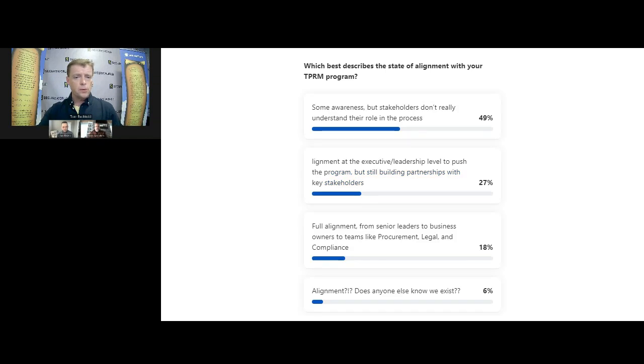Okay, good. So most people know that you guys exist. I think that's wonderful. There's some awareness, that's about 48%. And you've got your leadership folks at 27. You got full alignment at 18%. That's nice. I was thinking some awareness would probably be our sweet spot. That was my guess. Tom, John, what are you guys thinking?